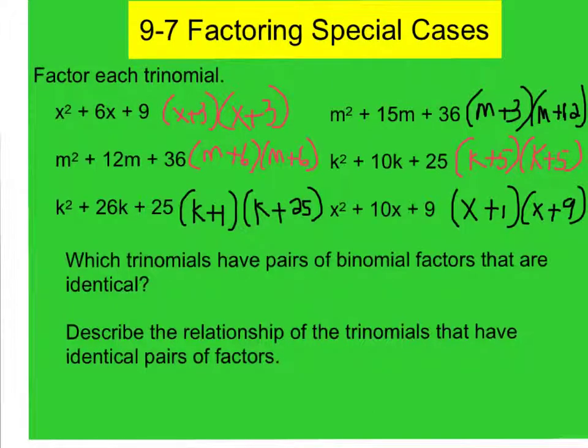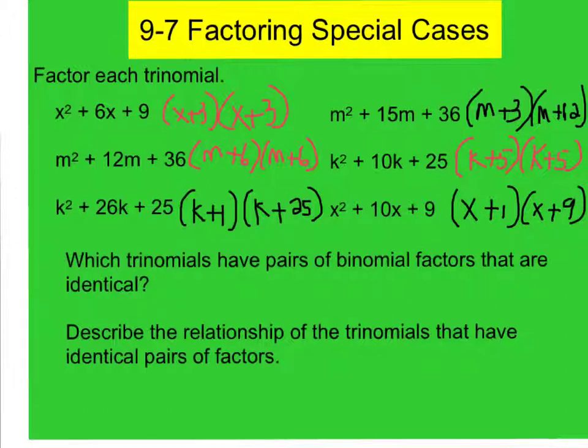Okay, so if we factor them out, this is what we end up with. Remember, what times what is 9, but adds to 6? 3 and 3. So, which trinomials have pairs of binomials where the factors are identical? And the ones in red do, where they're the exact same binomial, x plus 3, x plus 3. And if you remember, that would be the sum of a square. So they basically took this and squared it. They multiplied it to itself.